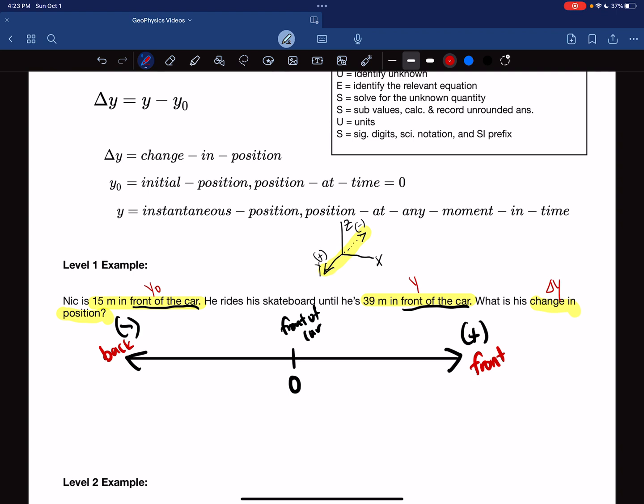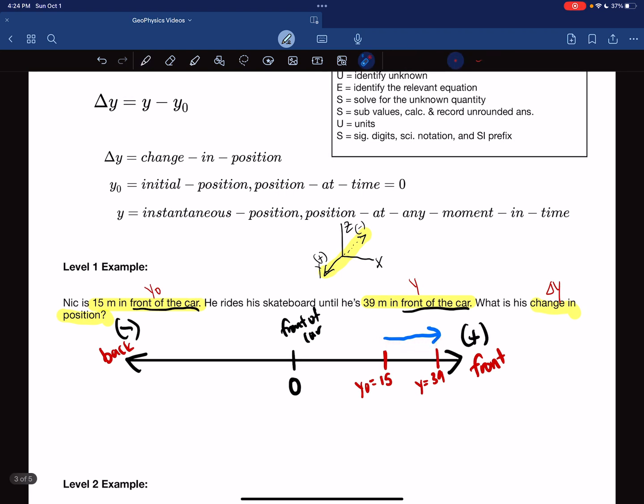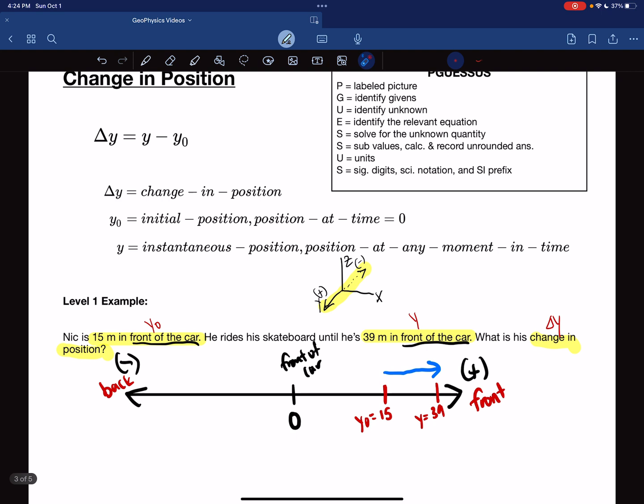It's not wrong to do it the other way, but that's just the way I'm going to choose to do it. We have 15 meters in front of the car, so we'll say that's 15, and that we said is his y naught. Later he's 39 meters in front of the car, so he's now here at 39, and that is y equals 39. To help us visualize the motion, we can draw an arrow indicating he started from here and moved to here. So we have our labeled picture.